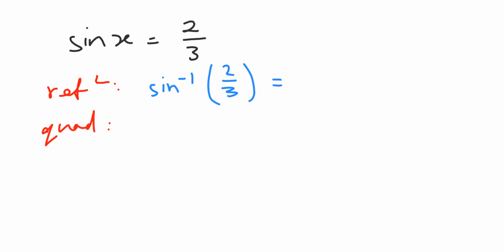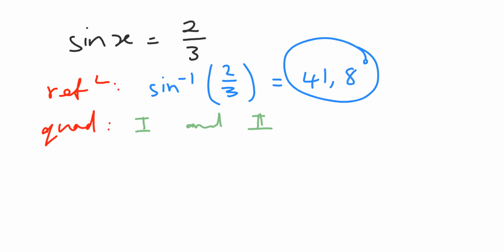And the quadrants where sine is positive are the first and the second quadrant. Because we're going to use the first and the second quadrant also. Can I just get the answer for this, please? 41.81. I'm just going to say 41.8, because I'm lazy, so I'm just going to round off to one decimal. Thank you. This is my reference angle.